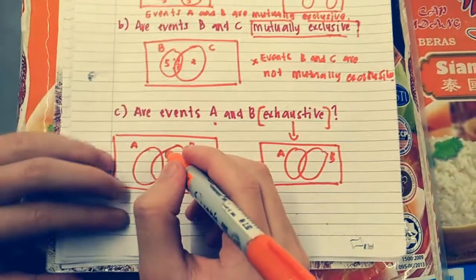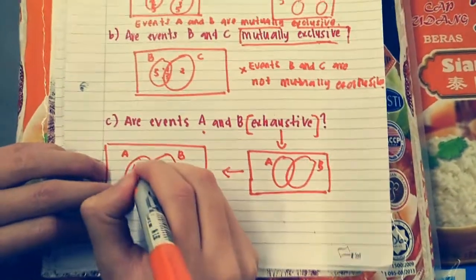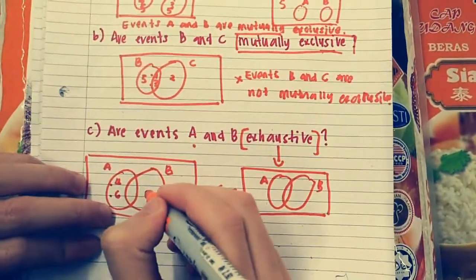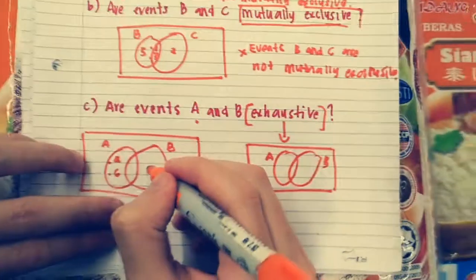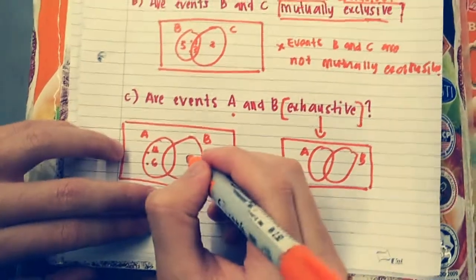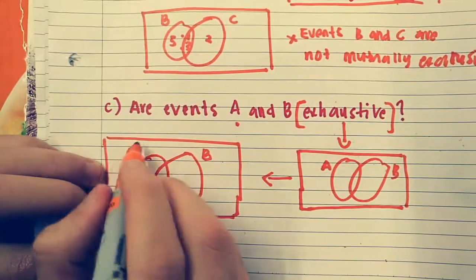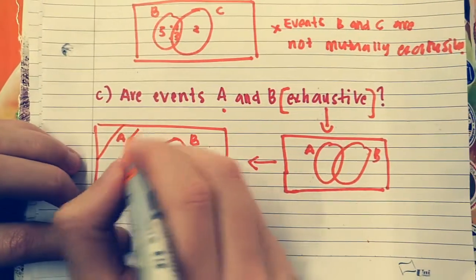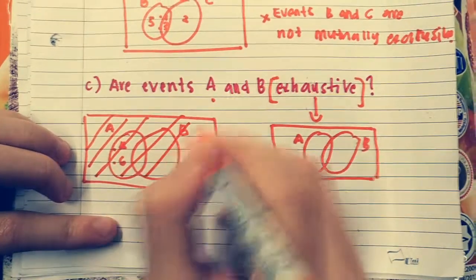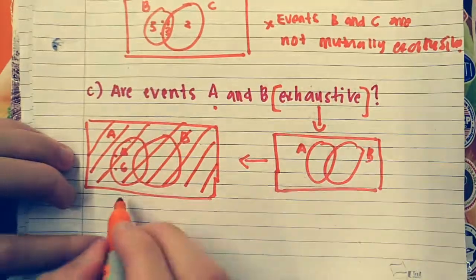This will be the diagram. For A, we got 4 and 6. For B, the question is... oh my god, this question is wrong. So we need to cancel it first because it's wrong. So this is the right one.